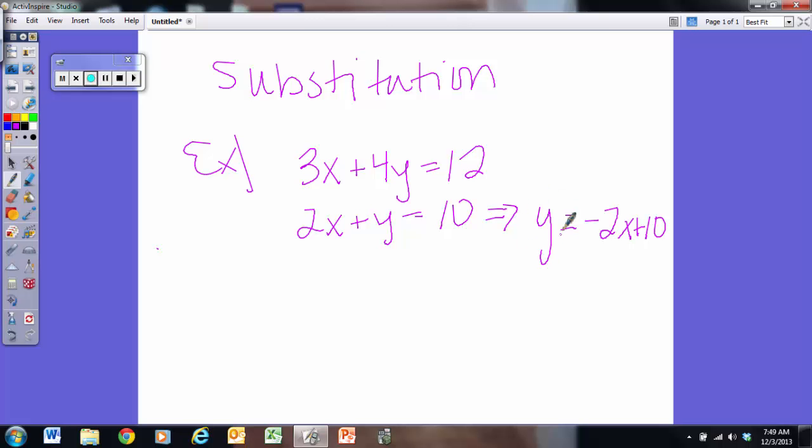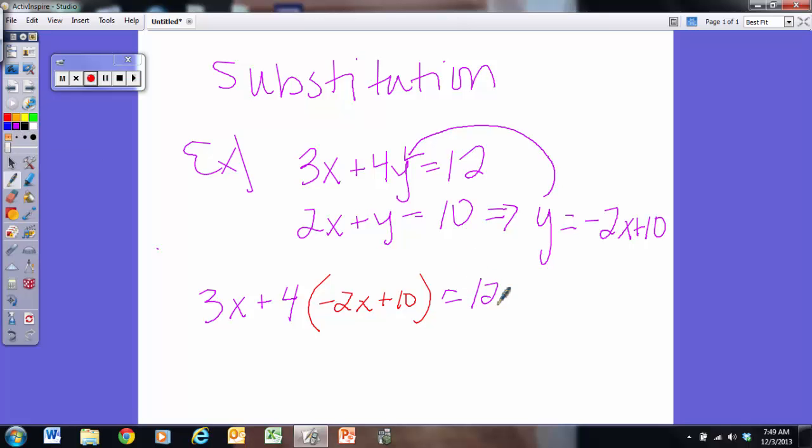So now I know what y equals. I can plug it in for y in the other equation. I can substitute. So now I have 3x plus 4 times y, but instead of writing y, I'm going to write what it equals. And then keep writing equals 12. Now I just have a simple algebra 1 equation that I can solve for x.